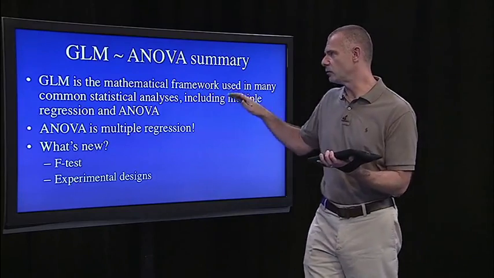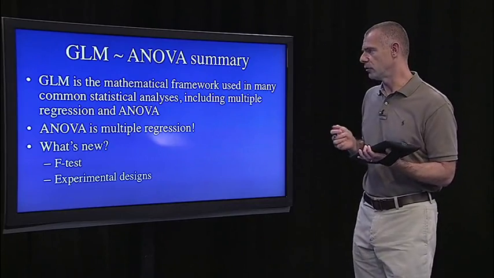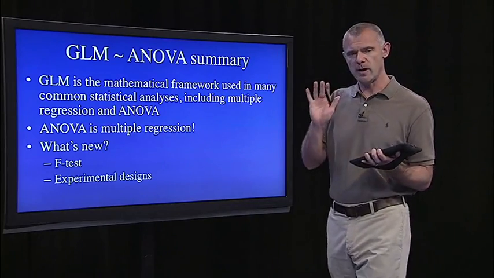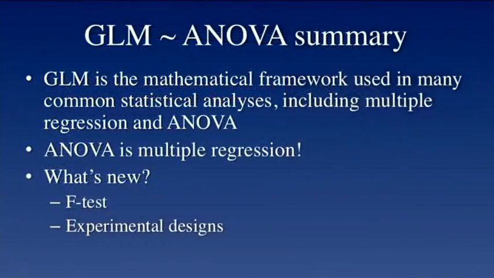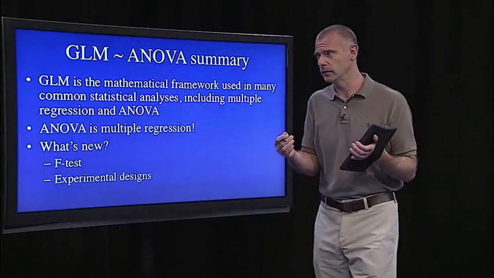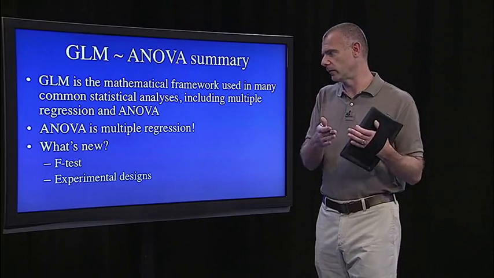For now, I just want to wrap up the general linear model and introduction to ANOVA. Just remember that this general linear model is a mathematical framework that encompasses both multiple regression and analysis of variance. And to be clear, analysis of variance is just a special case of multiple regression. It's a case of multiple regression where the predictors are not correlated. I'll use the phrase orthogonal for that. Okay, so ANOVA is multiple regression where the predictors are orthogonal.